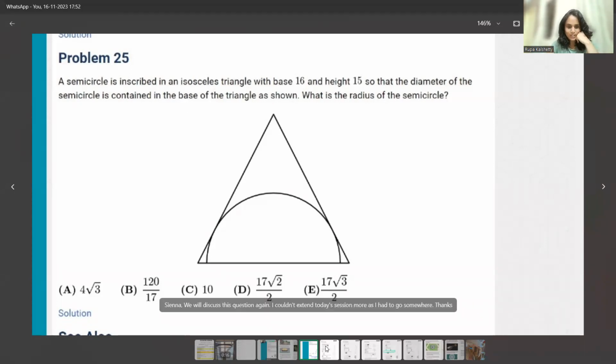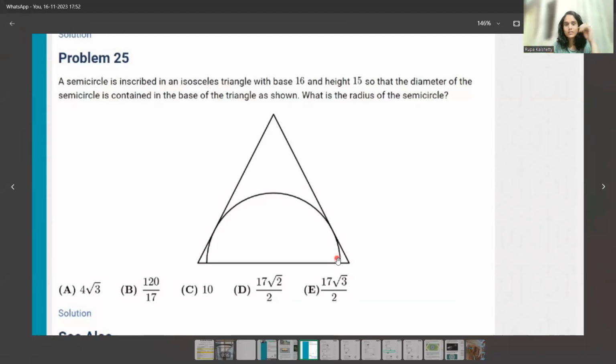Okay, so let's read the question here. A semicircle is inscribed in an isosceles triangle. So they're saying that this triangle, which I'm spotlighting here, is an isosceles triangle, and this is a semicircle which is inscribed in it. Inscribed means it is enclosed by it.